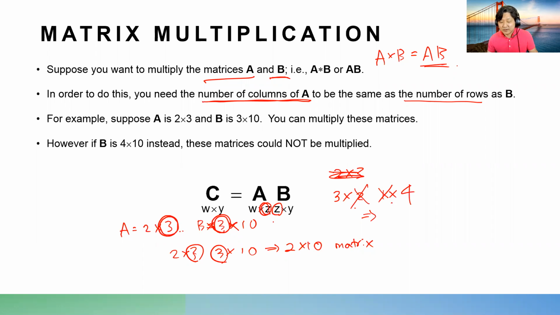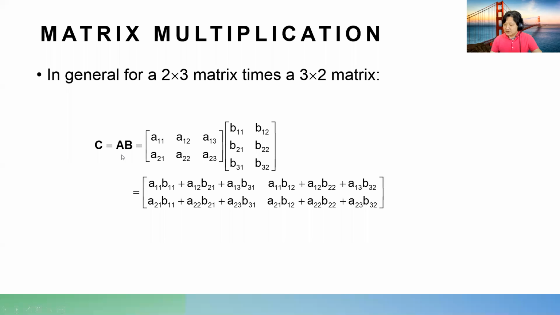Okay, one more important thing here. This is a matrix multiplication of A and B. Let's say this is the A matrix and this is the B matrix. A is 2 by 3, and B is 3 by 2. The 3 and 3 are the same, so we will get a 2 by 2 matrix.